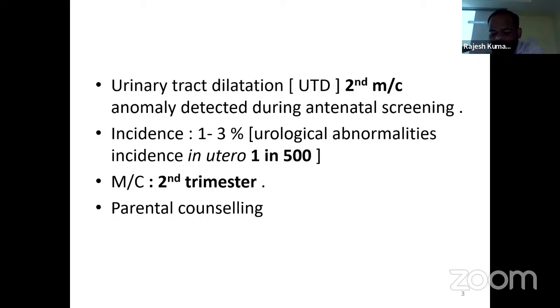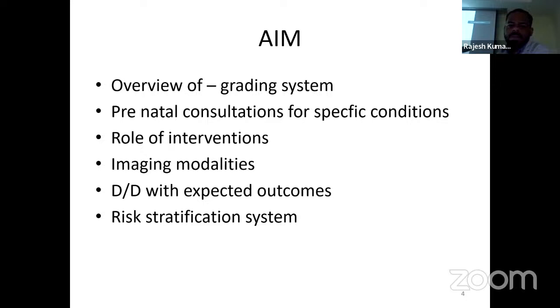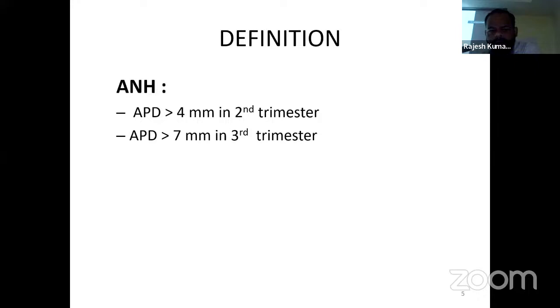Our aim in this topic is an overview of grading systems, prenatal consultation for specific conditions, role of interventions, what imaging modalities are used, and differential diagnosis with expected outcomes and risk stratification systems. Now, antenatal hydronephrosis is defined as an anterior posterior diameter of the renal pelvis of more than 4 mm in the second trimester and more than 7 mm in the third trimester.